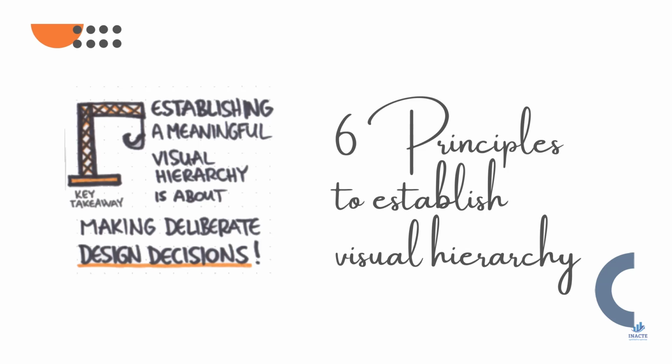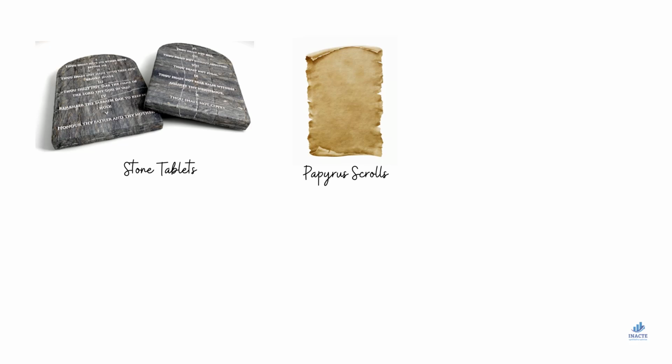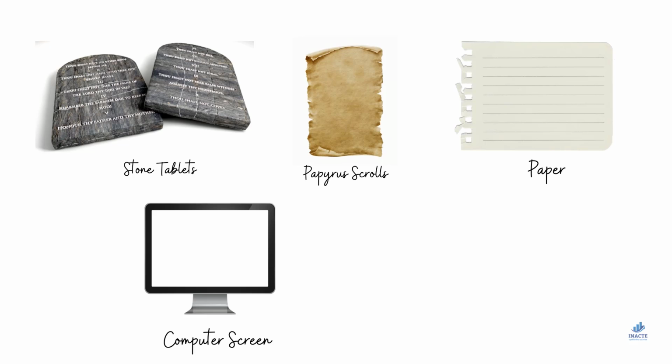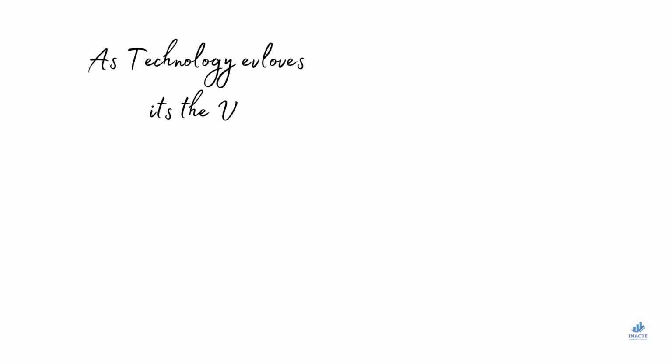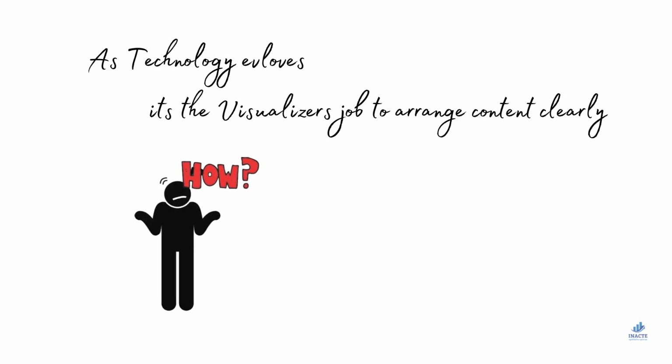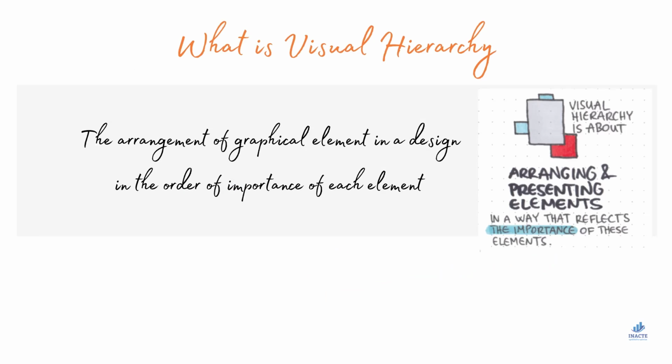In this session, we will learn about visual hierarchy. First there were stone tablets, papyrus scrolls and paper. Then came computer screens and electronic tablets. As the technology to display a page evolves, it remains the visualizer's job to arrange the content clearly. But what's the solution? The solution is called visual hierarchy.